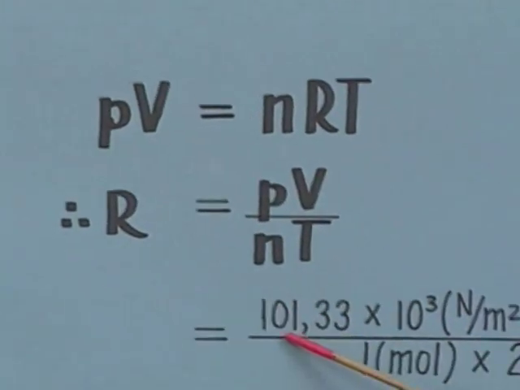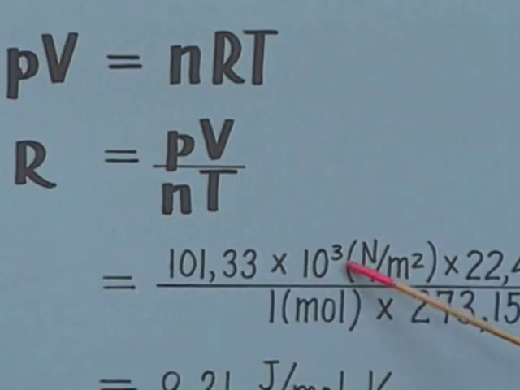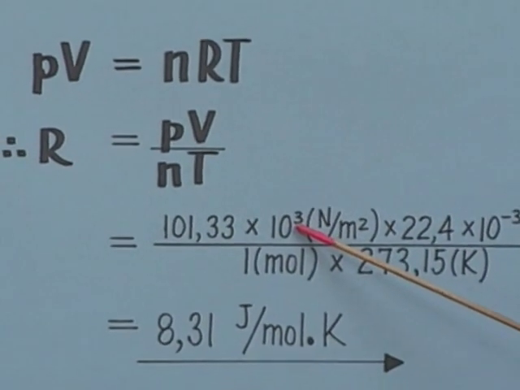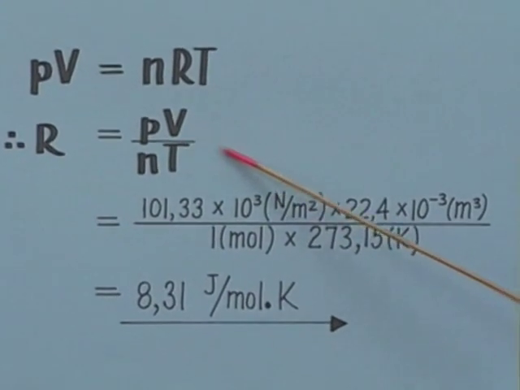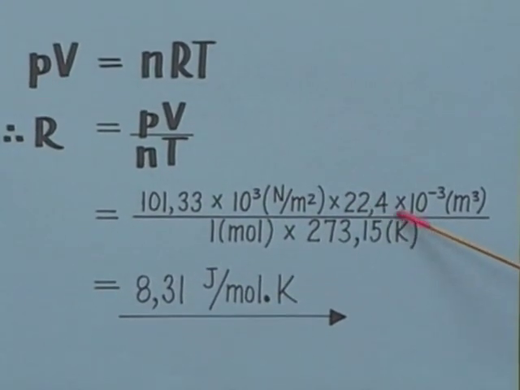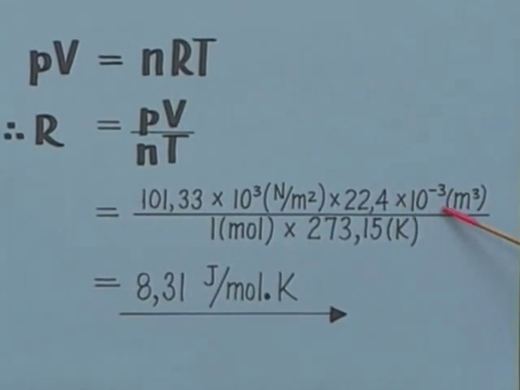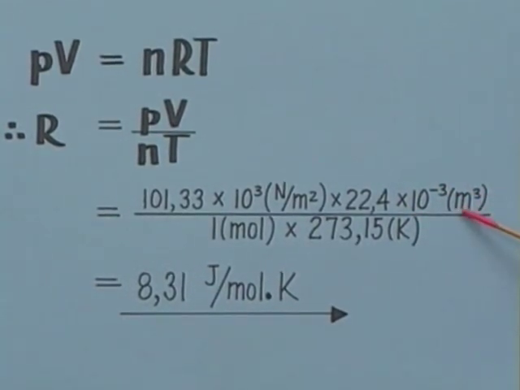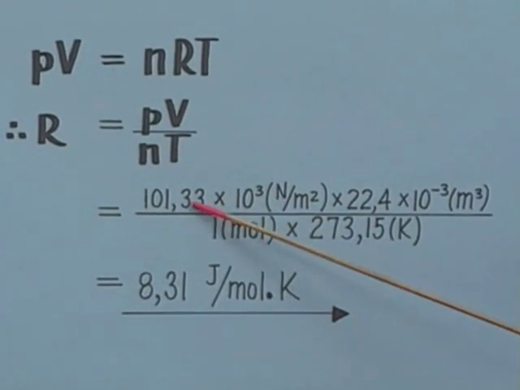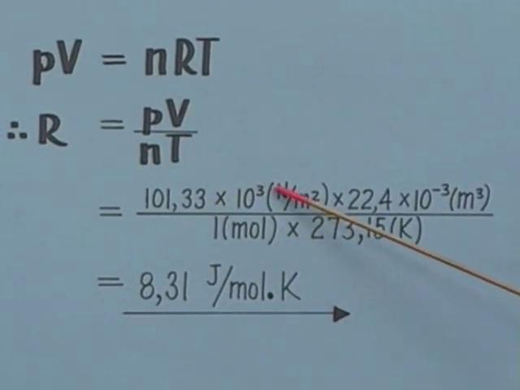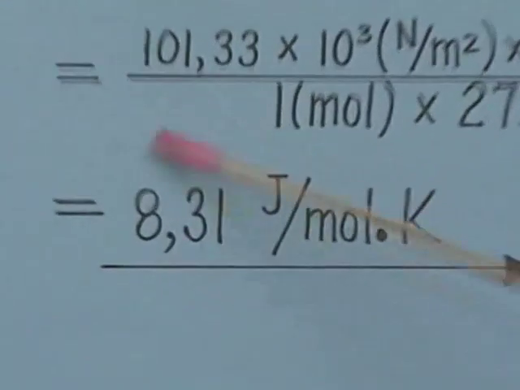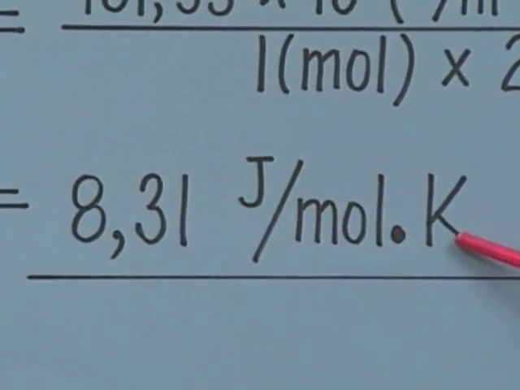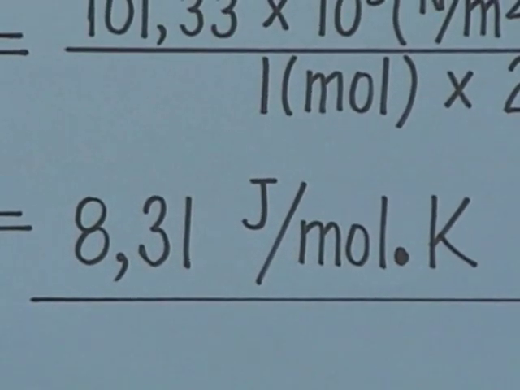Substituting these values in the equation, we find for the standard pressure 101,33 kilopascals, but we have to multiply by 10 to the power 3 for the kilo, and a pascal is a Newton per square meter, times the volume, which is 22,4 cubic decimeters. We have to divide by 1,000 to convert the cubic decimeters to cubic meters, remember. And we used 1 mole of gas, and the standard temperature is 273.15 Kelvin, and this will yield a result of 8.31 joules per mole Kelvin for the universal gas constant R.